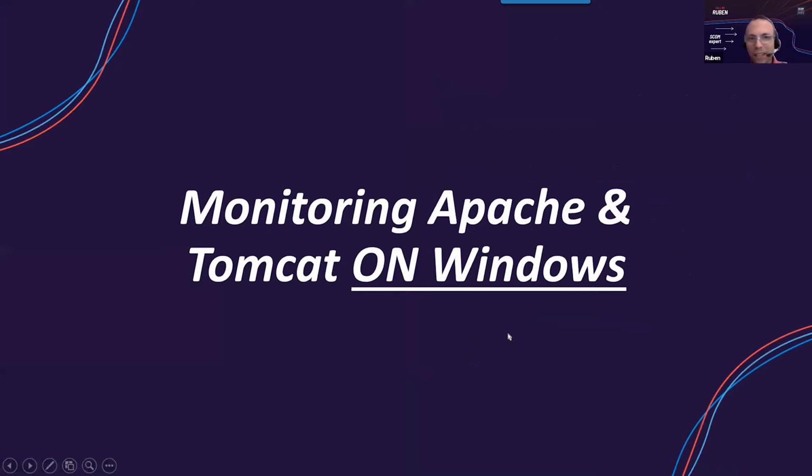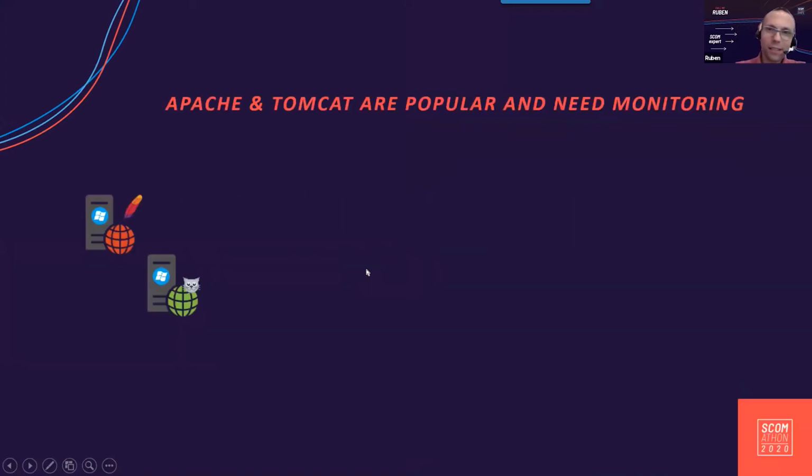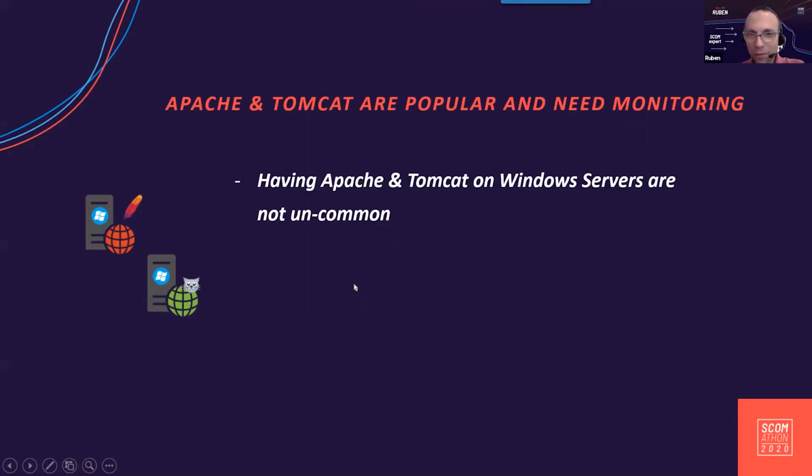Wonderful. Okay, second point, second part of the slide deck: monitoring Apache on Windows. As initially said, in the company that I'm working for, a decision was made some years ago that, for strategic reasons, we would only support Windows Server for our workloads. That means that there are also Apache and Apache Tomcats running on Windows servers.